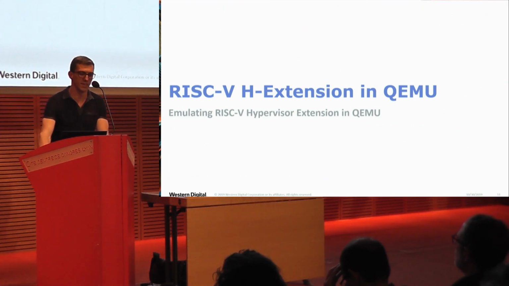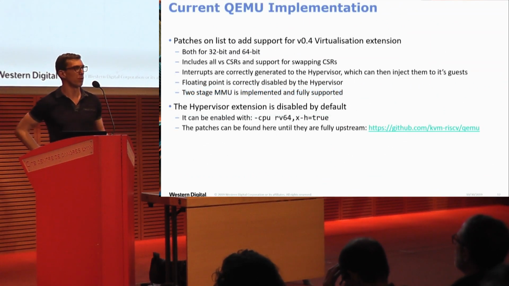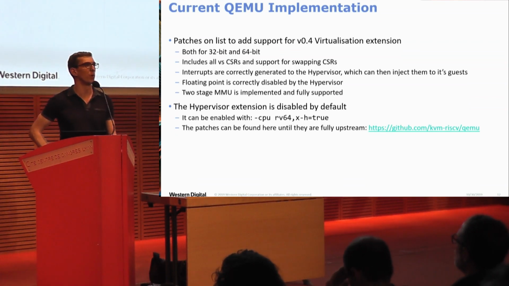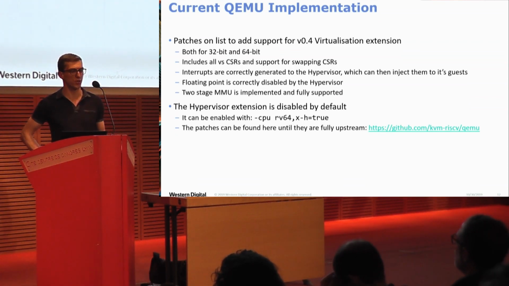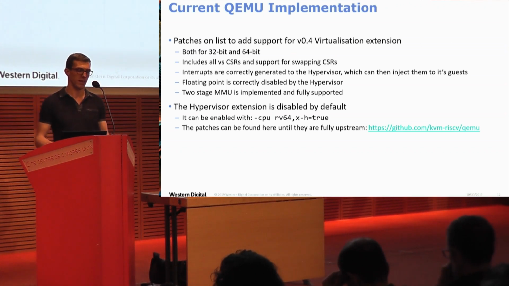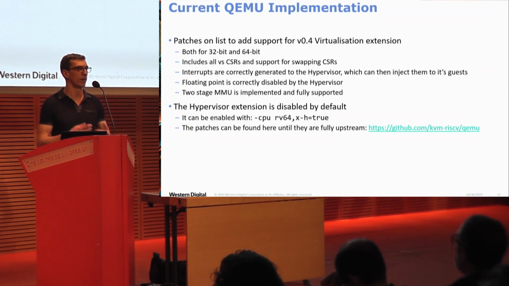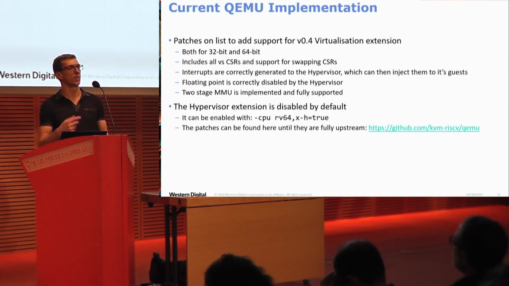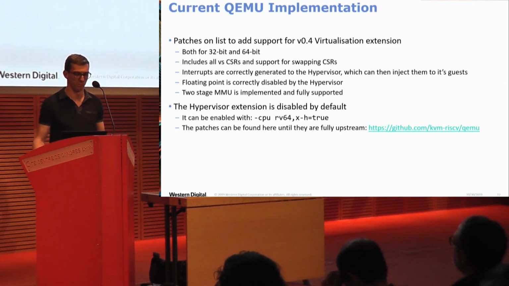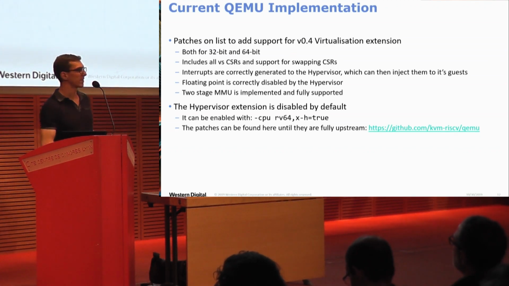So the extensions in QEMU. There are patches on list now adding support for the hypervisor extensions, the 0.4 version, to QEMU. This works for both 32-bit and 64-bit. Everything we talked about just then is supported, so VS CSRs and swapping those, QEMU will handle that for you. QEMU will correctly delegate interrupts to the hypervisor, which then has to delegate them to the guest with the VCP, and there's a two-stage MMU. So if anyone's interested, there's a link on the slides of how you can take it. You can also just get the patches on the list if that's easier for you.